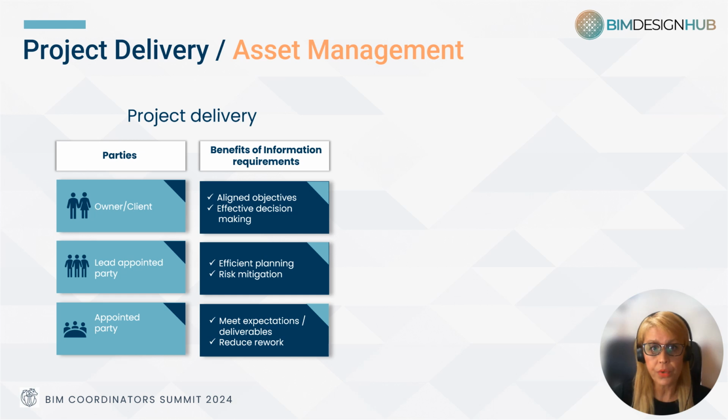If we take a closer look at the project delivery phase on the left, clear information requirements can help the owner or the client align their objectives with the project and make better decisions. The lead appointed parties can effectively plan information management and reduce risks during the project delivery phase. The appointed parties can meet expectations and their deliverables.